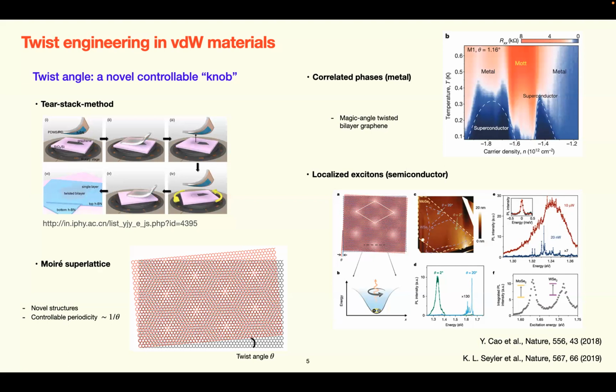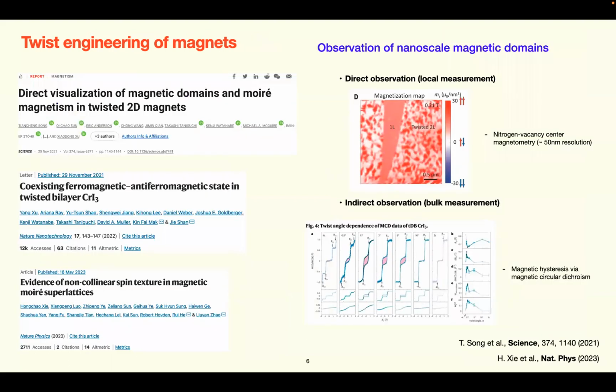By creating these structures, researchers have uncovered several unprecedented physical phenomena. In metals, people found that some correlated phases can be stabilized, and in semiconductors, some interesting localized excitons have been found. So now researchers' focus has moved to magnetic systems, and in magnetic systems, researchers have been trying to observe nanoscale magnetic domains, which are regarded as a characteristic feature of twisted magnets.